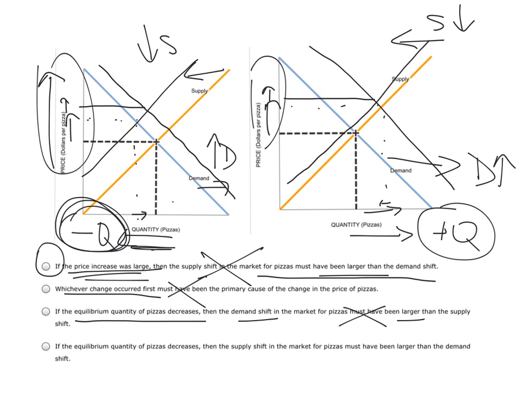So we have one left. This one was a no, this one was a no, this one's a no. Equilibrium price of pizza decreased. Again, that's in this market. Supply shift must have been larger, and that's exactly what we showed here. Big shift in supply, small shift in demand. So this is your only correct answer.